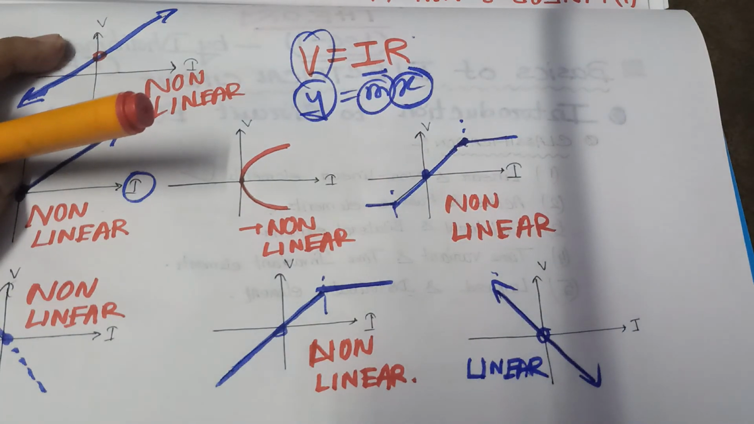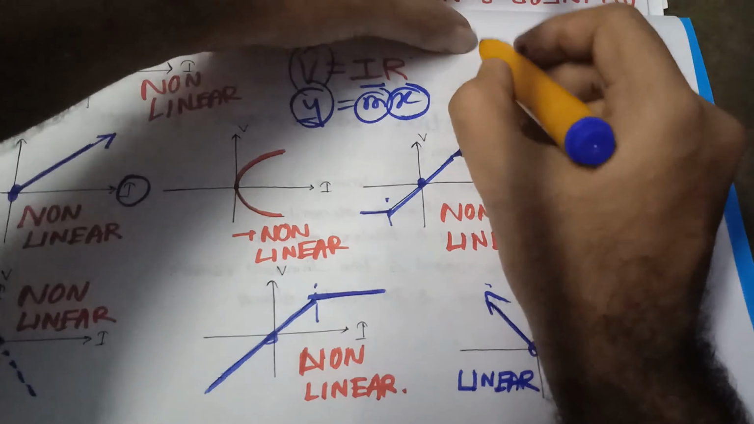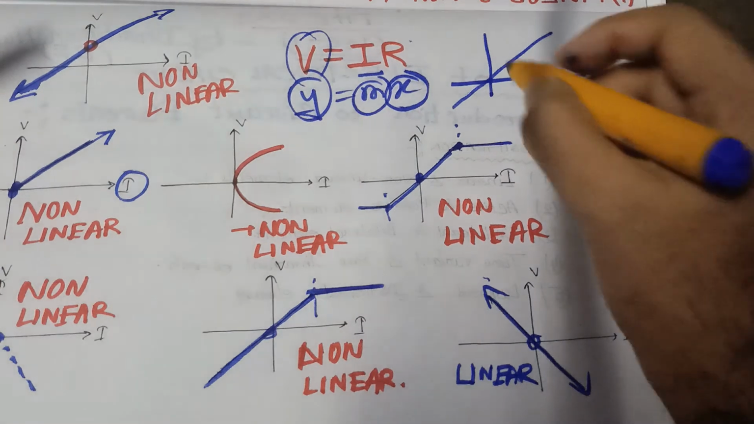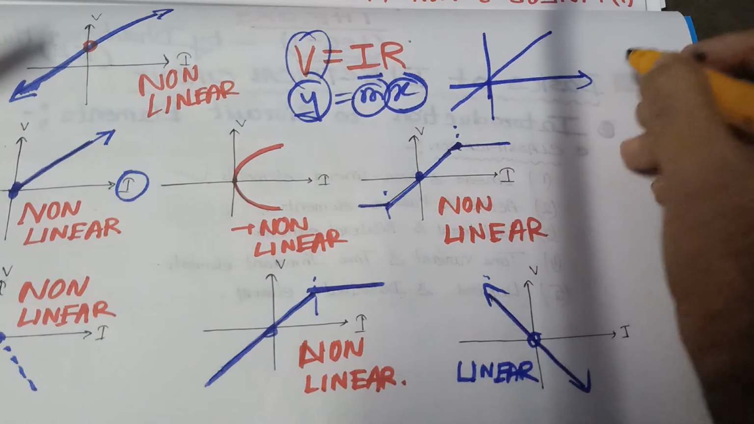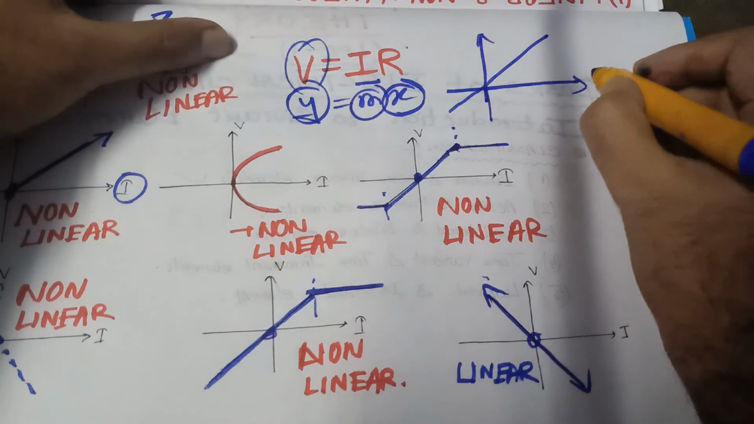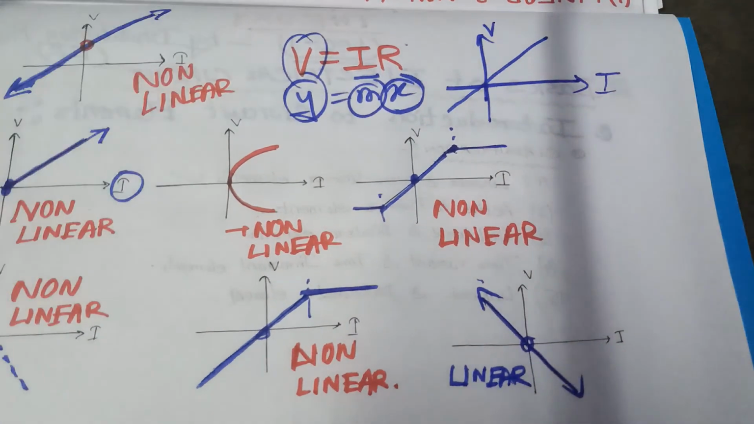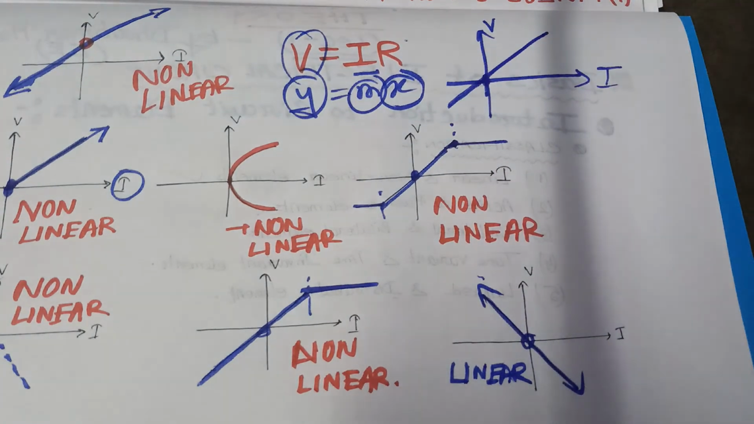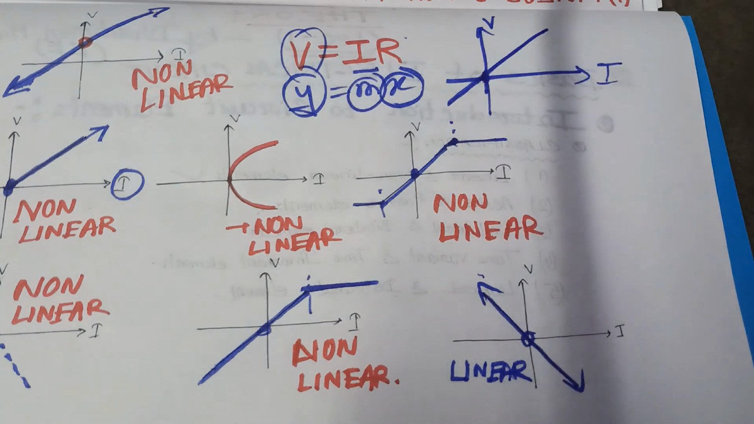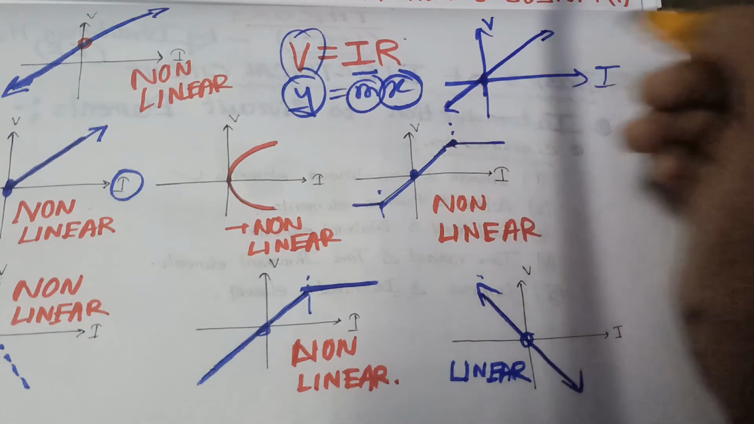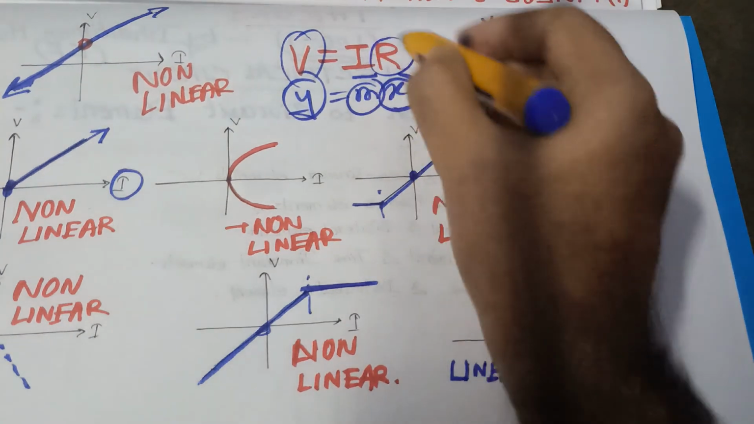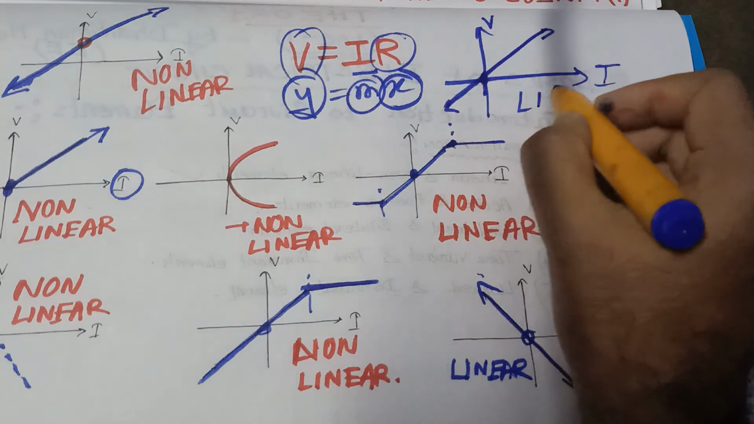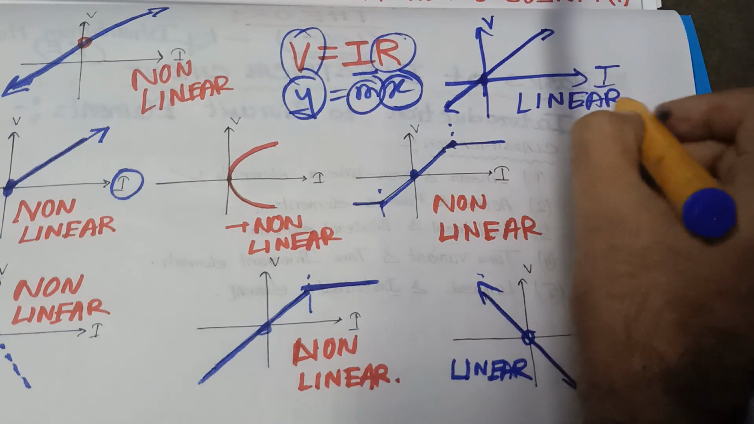If y equals to mx is like this, then this should also be applicable for V equals to IR, which means x-axis is I, y-axis is V. Now you tell me, this curve is following only one equation of straight line, passing through origin, and for all time. So you tell me whether resistance, which means R, is linear or non-linear. Yes, it is linear. Linear. Clear?